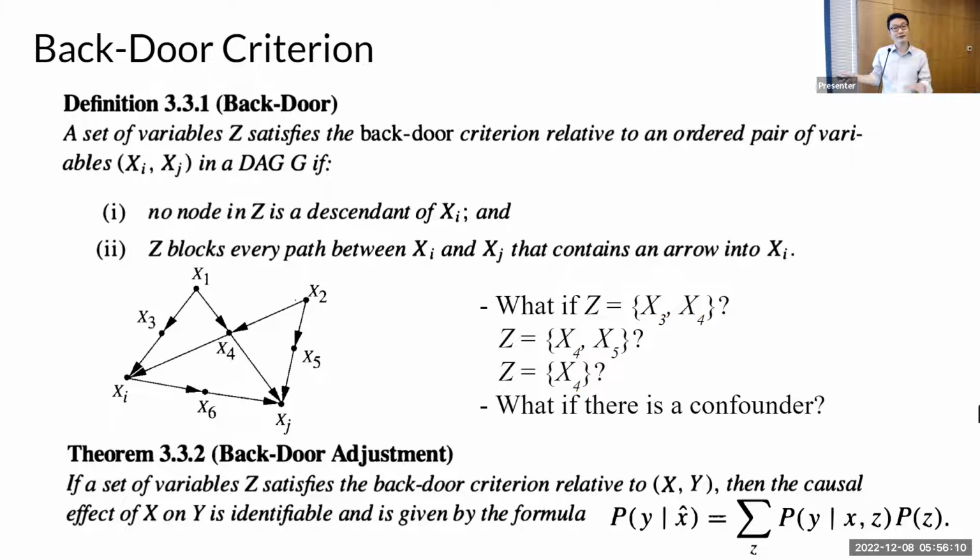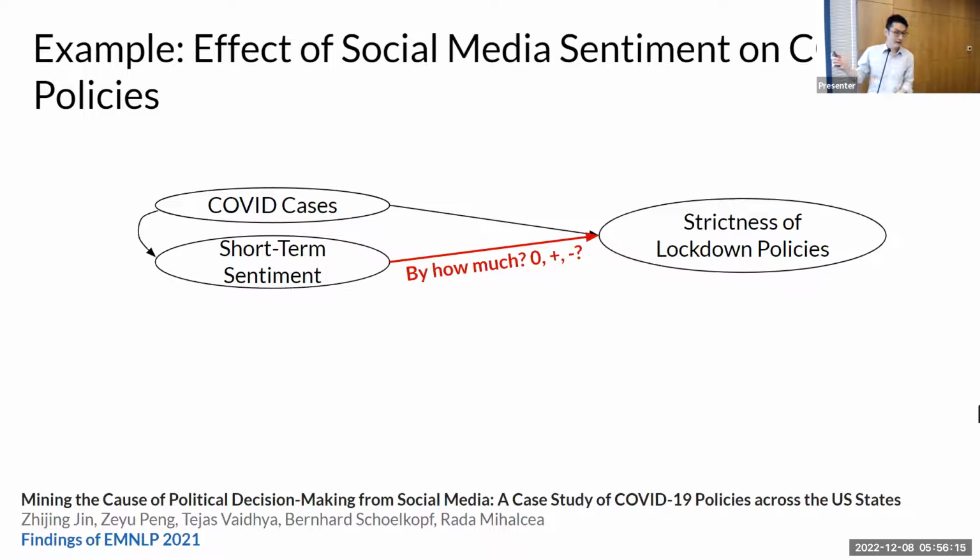Good. So it's a graphical criterion, and if it holds true, you can immediately solve the problem. Later, I will explain another one very quickly, called the front door criterion. You can see they are very intuitive because you just make use of a graph and you can see whether the condition holds true. Zhijing, maybe you want to give examples?